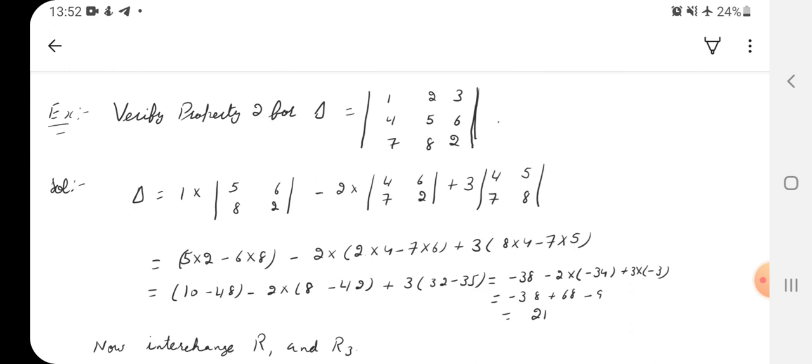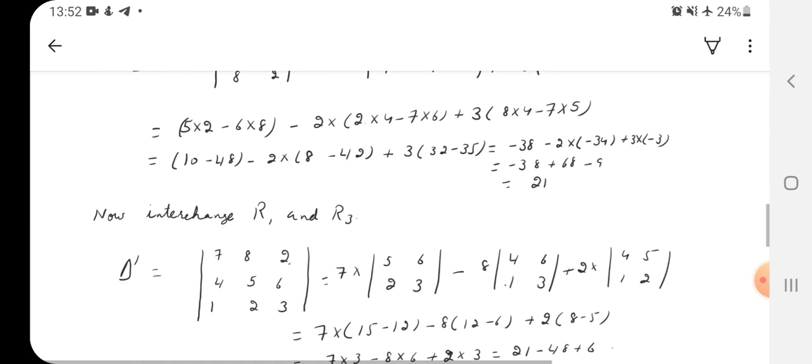And then plus 3 into minus 1 power even, 1 plus 3, which will be plus 1 only. So 3 into determinant of [4 5; 7 8], obtained by deleting third column and first row, right? Now solving this, we will get the determinant as 21. We got the determinant as 21, right?